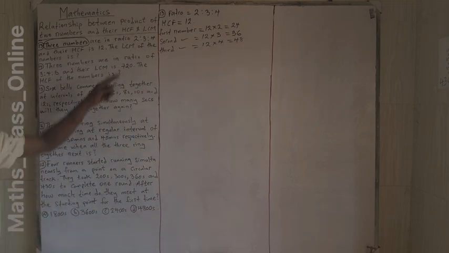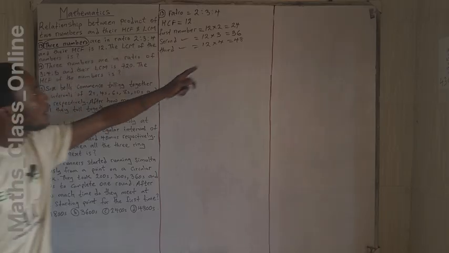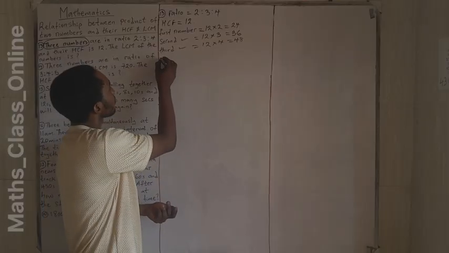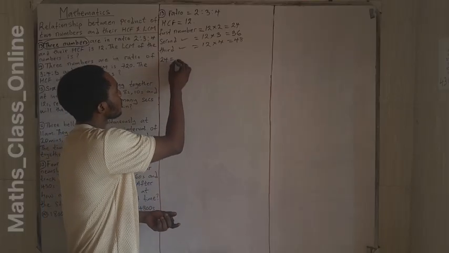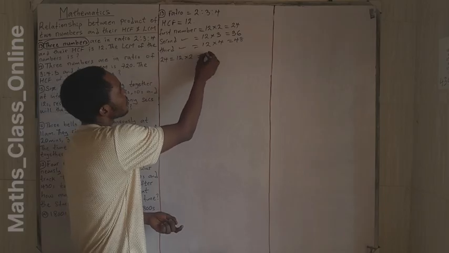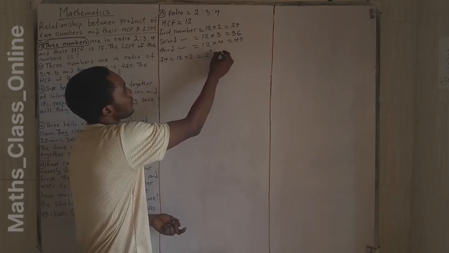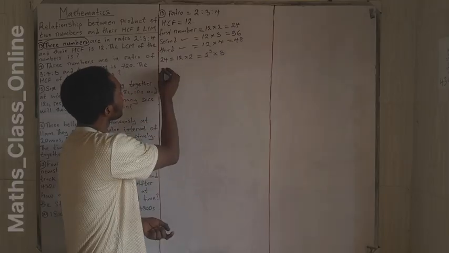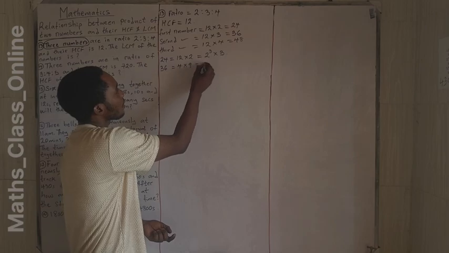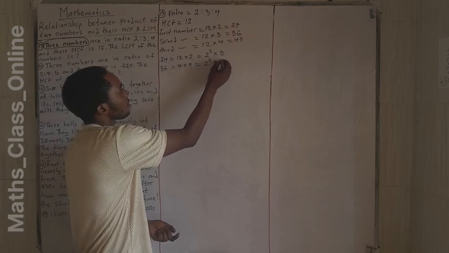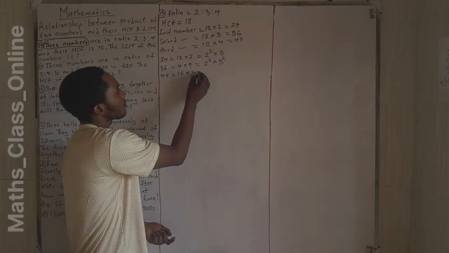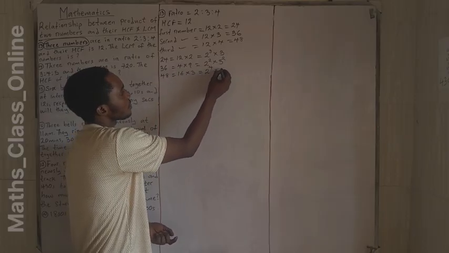What are we looking for? The LCM of the numbers. Now let's write 24, 36, 48 as the product of their primes. 24 equals 12 times 2, which equals 2 raised to the power of 3 times 3. 36 equals 4 times 9, which is 2 raised to the power of 2 times 3 raised to the power of 2. 48 is 16 times 3, which is 2 raised to the power of 4 times 3.